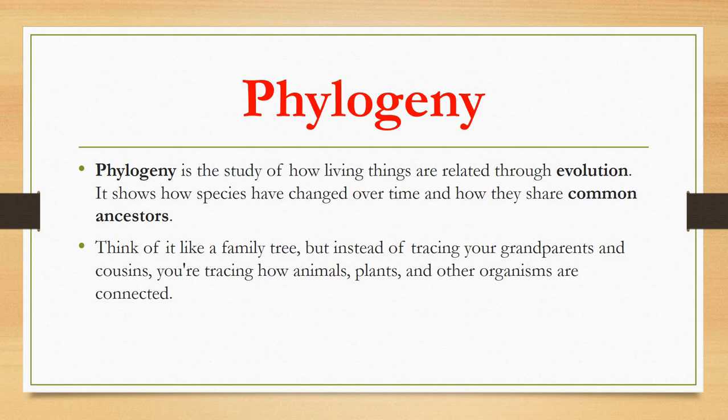What is phylogeny? Phylogeny is the study of how living things are related through evolution. It shows how species have changed over time and how they share a common ancestor. Think of it like a family tree. But instead of tracing your grandparents and cousins, you are tracing how animals, plants, and other organisms are connected.